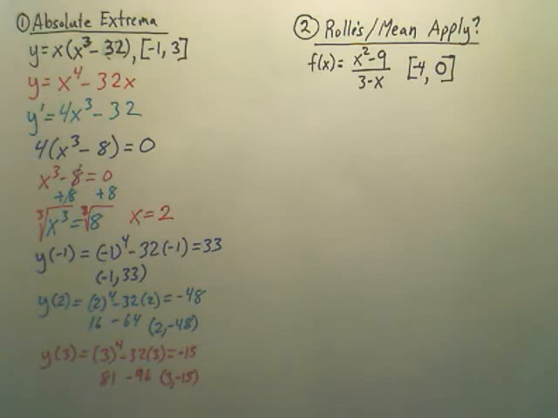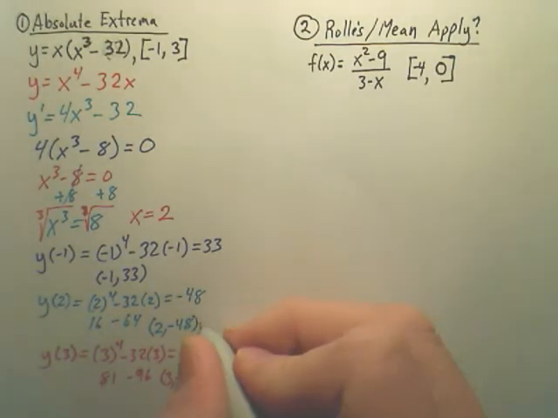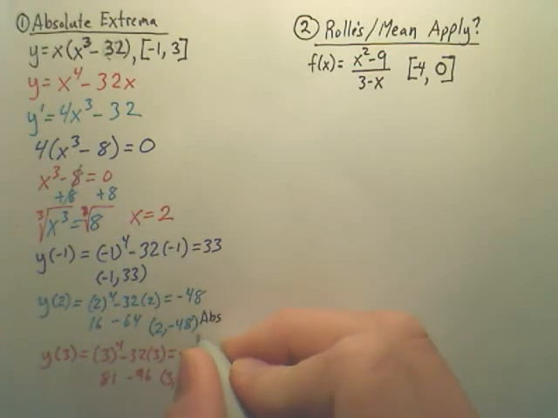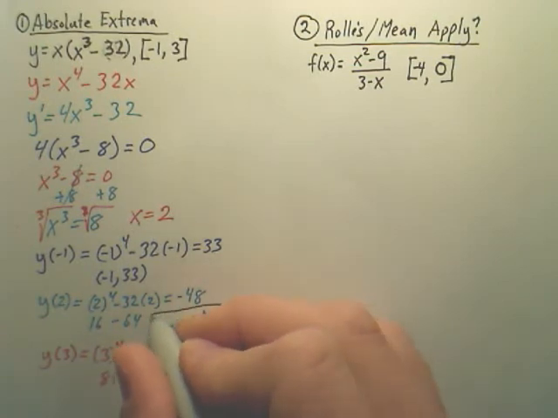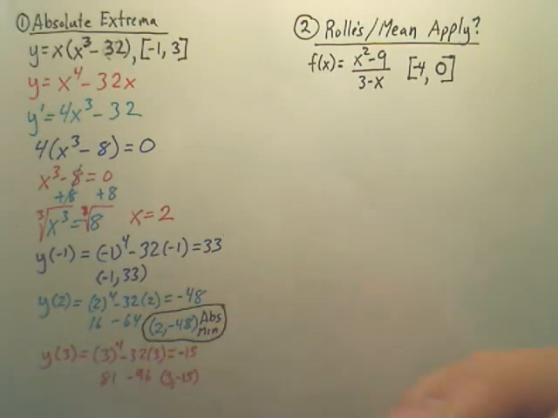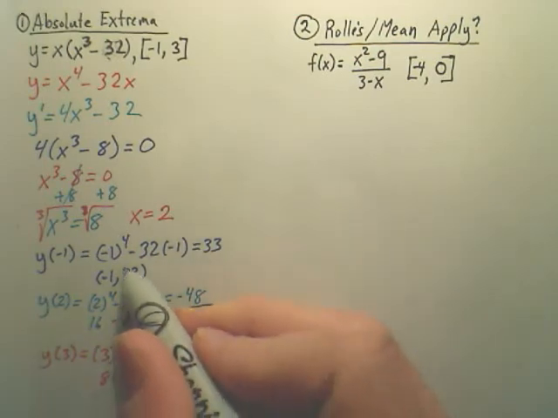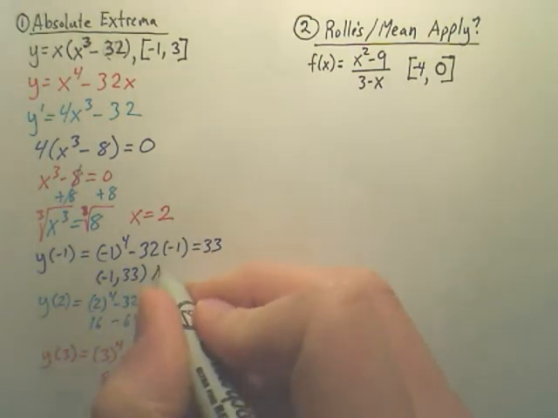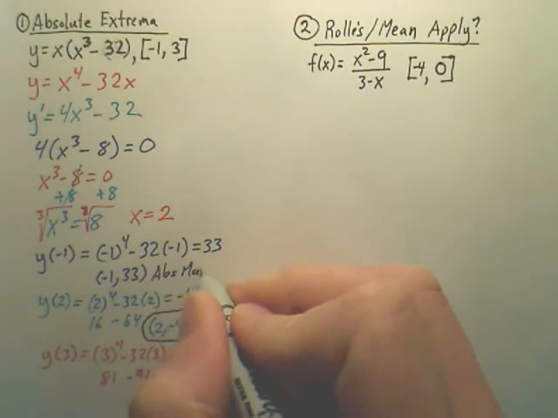So for these coordinates, which one is the max? Which one is the absolute min? Well, the absolute min is the lowest point. It would be this one. So this right here is your absolute min. This is your lowest point. And out of these two endpoints, this one's the highest. So this is your absolute max.